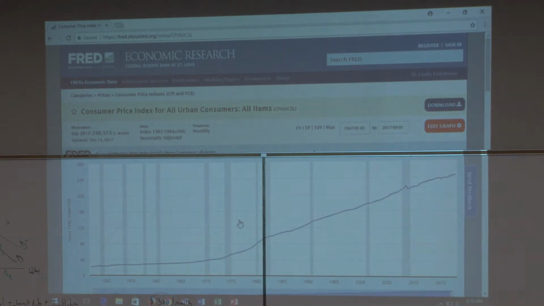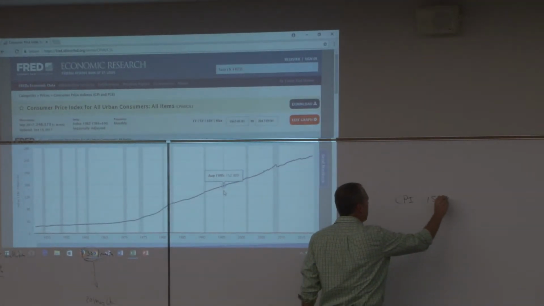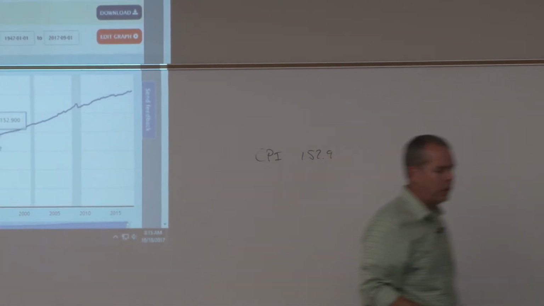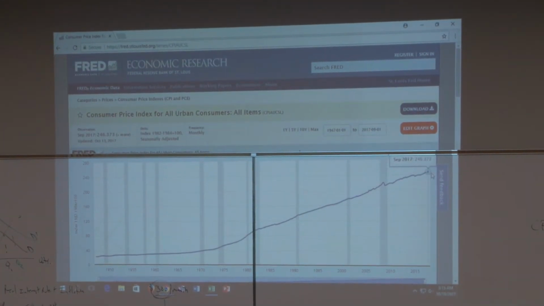So I don't own this home anymore, but the first home I ever bought was in August of 1997. 152.9. So here's the CPI. All right, and we know what today's is. Today it was like 247 something or another. 246.3, we'll just call it 246. So here's August of 97.